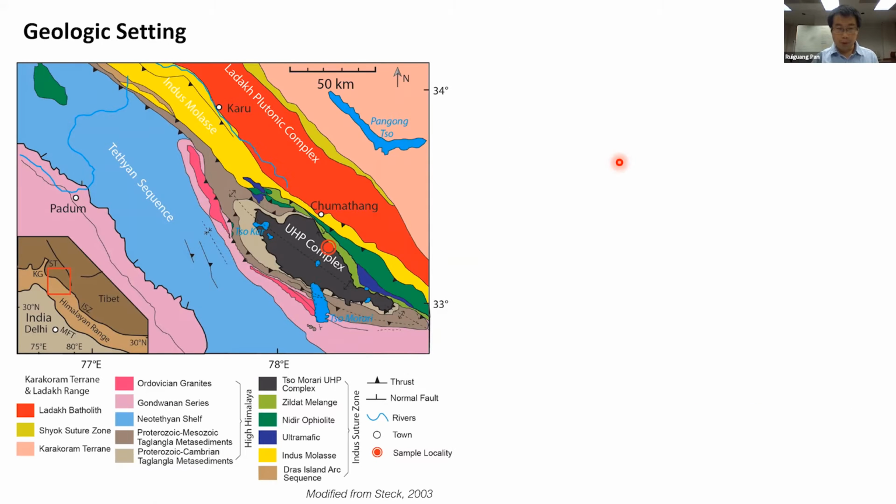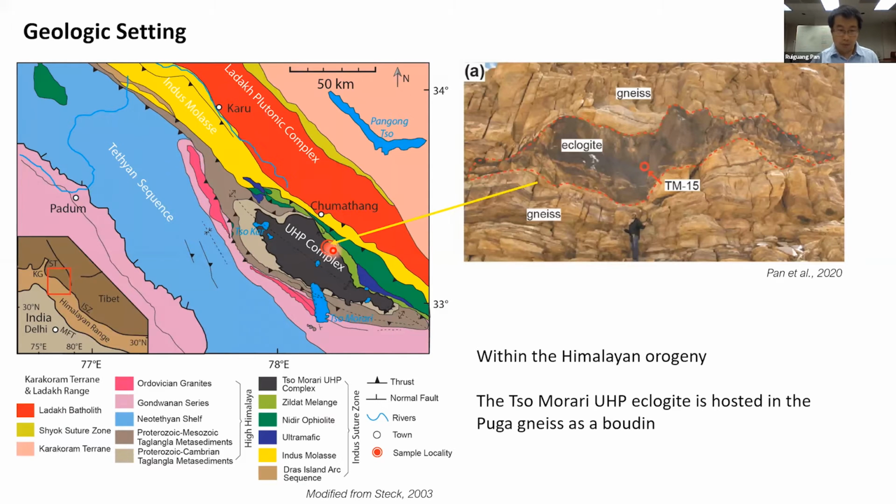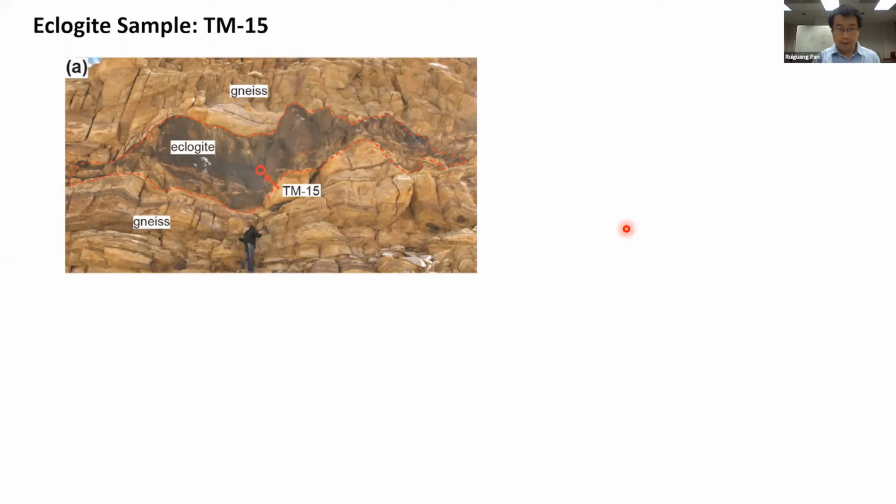Back to the Himalaya area, if you look at the geology map, the dark area here is the Sumdo UHP terrane. Most of this area is gneiss, as you can see in the field picture. The dark area is the eclogite boudin, which is hosted as a boudin inside the gneiss as the background, which is in light color. In this study, the eclogite sample we use is TM15. This sample was collected at the very center of this eclogite boudin.